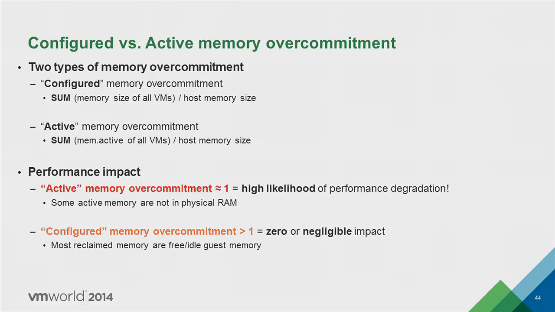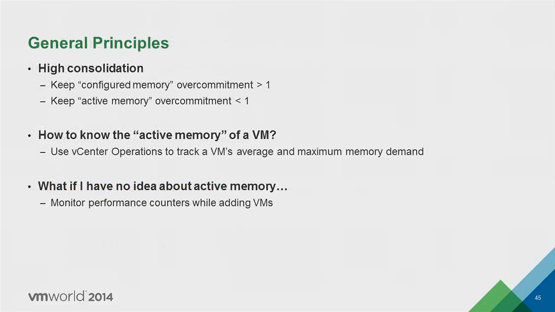But for one configured memory overcommitment larger than 1, as long as your active memory overcommitment is smaller than 1, you should expect to see very small performance impact, because most reclaimed memory comes from the free or idle guest memory. That being said, we should always target a high consolidation ratio by keeping the configured memory overcommitment larger than 1, while keeping the active memory overcommitment smaller than 1.